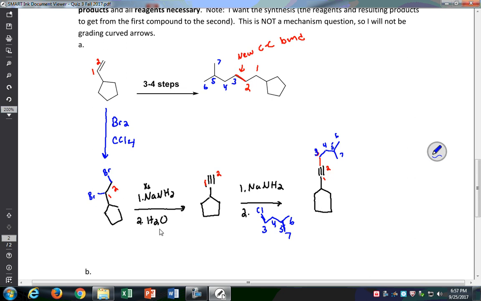Now our final product has a single bond between carbon 1 and carbon 2, but we can do that by using our H2 and platinum, palladium. I know I just said platinum and wrote palladium, but platinum, palladium, or nickel. Those are our common metal catalysts. Any one I would accept, platinum, palladium, or nickel.